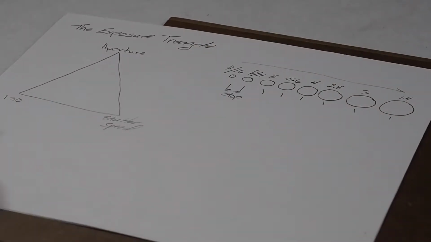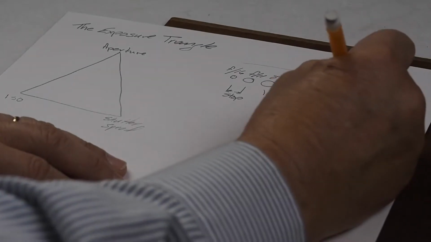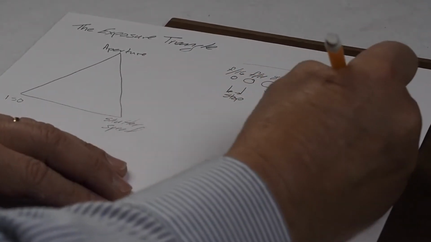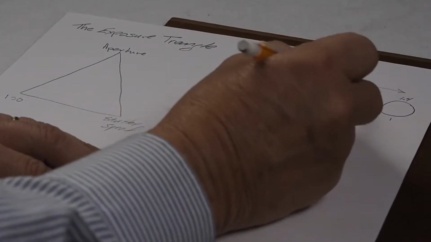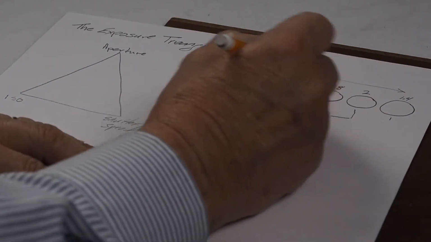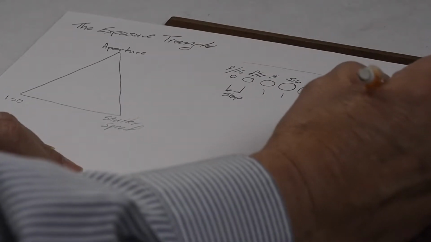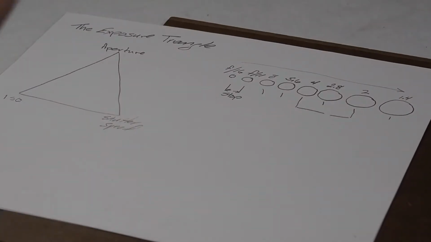Now if you'll notice, every other one is a double. 2 times 2 is 4. 2 times 4 is 8. 8 times 2 is 16. 1.4 times 2 is 2.8, and so on. So there is a pattern.